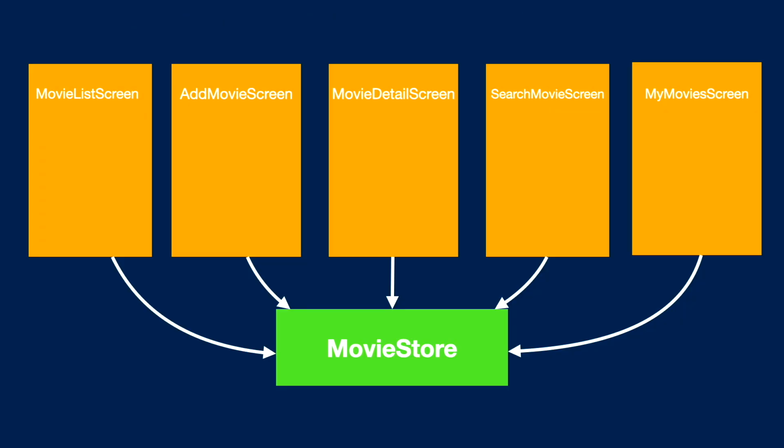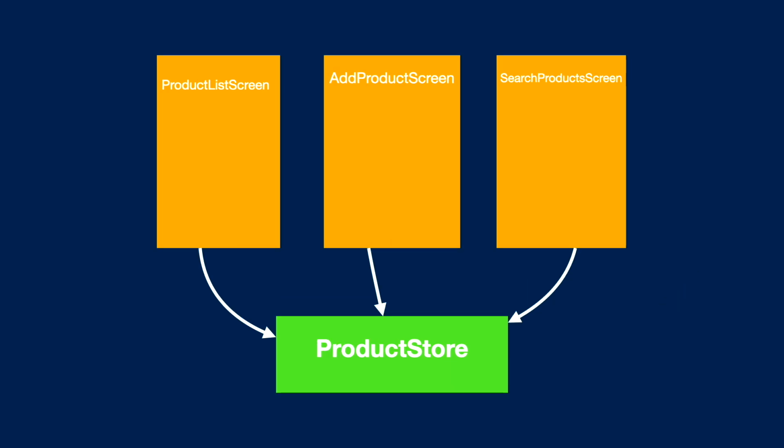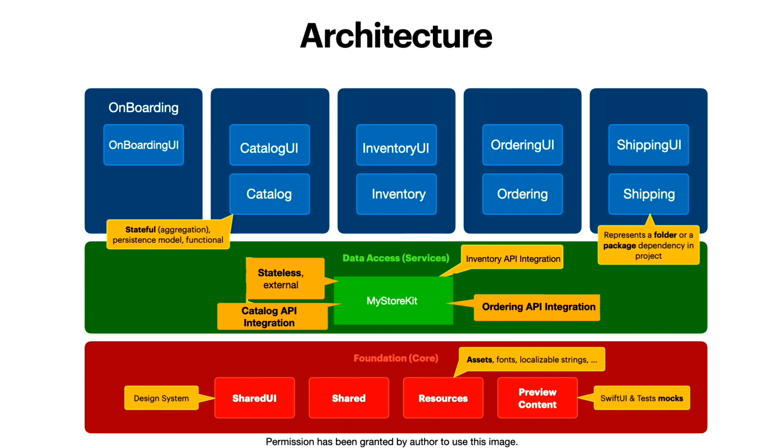Again, the same diagram. All the movie screens are talking to the movie store. All the product screens are talking to the product store. And this is what it kind of looks like in a large context. You can see on the top, you have catalog UI. These can be simply folders. So catalog UI will contain all the screens for the catalog. And catalog itself will be catalog model or catalog store, catalog view model, whatever you want to call it.